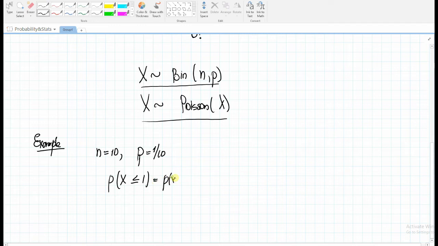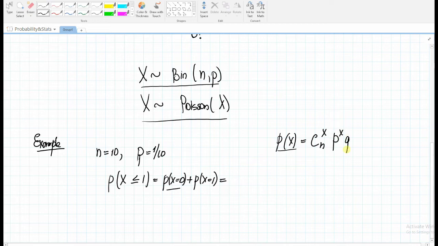So what is this according to the binomial formula? Do you remember the formula for the binomial distribution? This is the probability of having x successful events out of n trials. So this is the combination of n and x multiplied by p to the power of x multiplied by q to the power of n minus x. So here it will be C(10,0) p^0 q^10 plus C(10,1) p^1 q^9, right? If you calculate this using the calculator, this will be roughly 0.74.